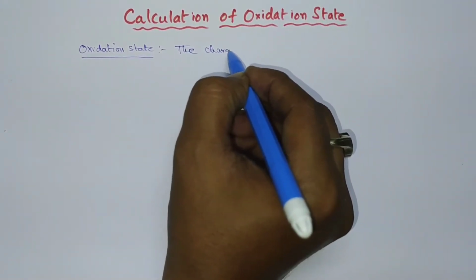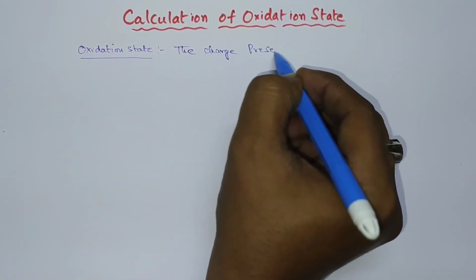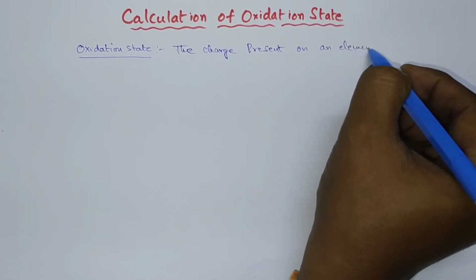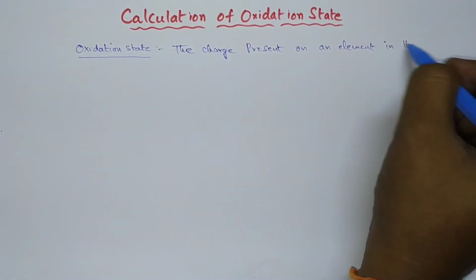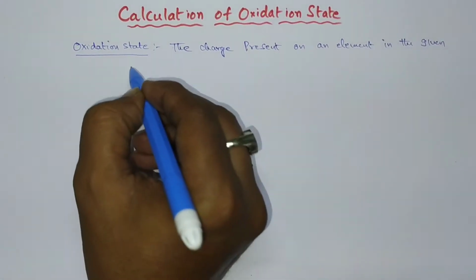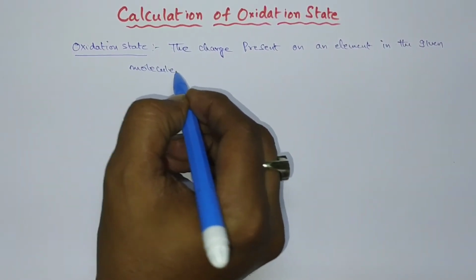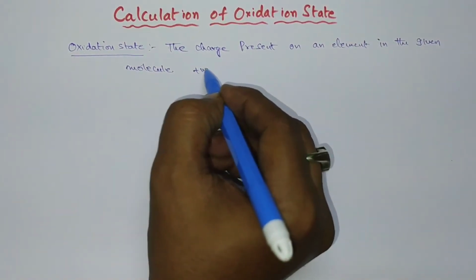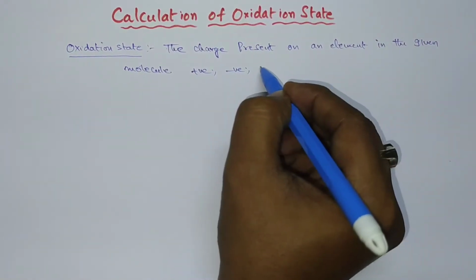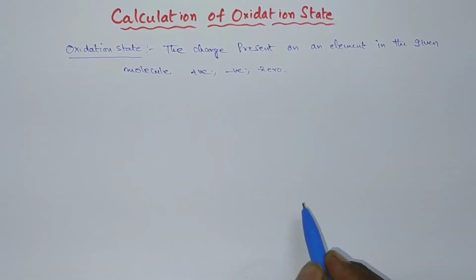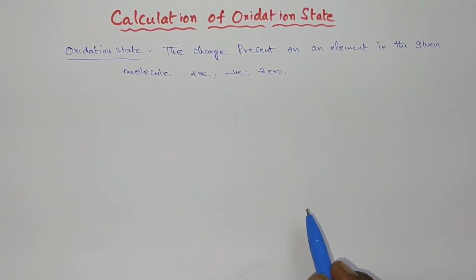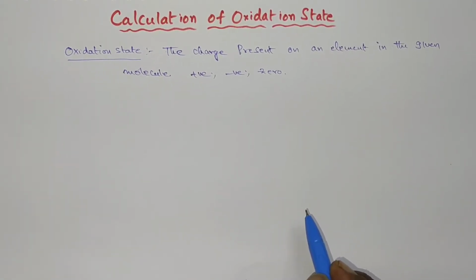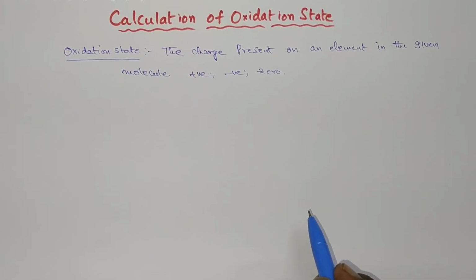The charge present on an element in the given molecule is called the oxidation state of an element. These charges may be either positive or negative, or sometimes it may be 0. So the charge which is present on an element in the given molecule is called oxidation state.